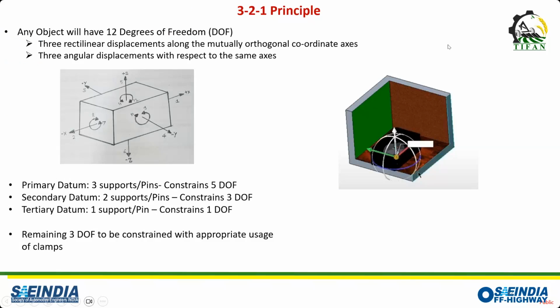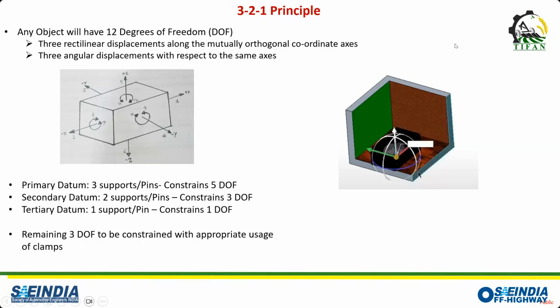I'll focus on the basic fixturing or clamping principle that we generally use in our manufacturing process, that is the 3-2-1 principle. We all know any object in space has 12 degrees of freedom: three rectangular displacements along the mutually orthogonal coordinate axes in the x, y, z directions, positive and negative, which makes 6, and then three angular displacements with respect to the same axes, positive and negative, making another 6. So there are 12 degrees of freedom.